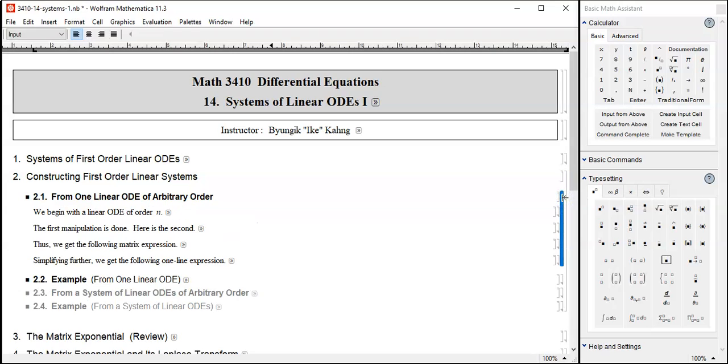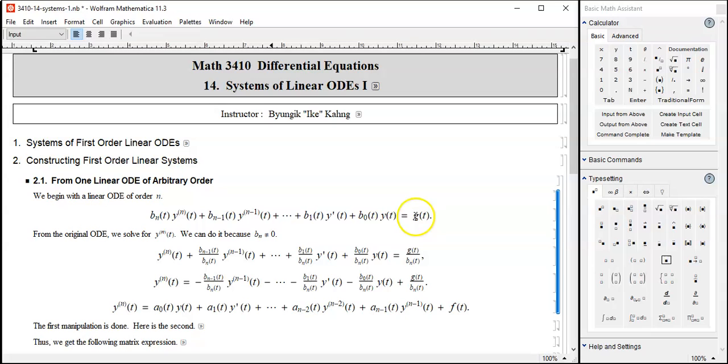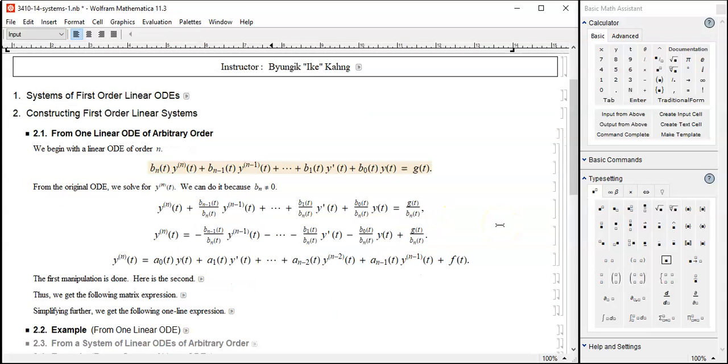Okay, let's begin, and we have to start somewhere, so let's begin from the simplest case. If we have just one equation from one linear ODE of arbitrary order, let us study how to bring it down to a system of first-order differential equations.